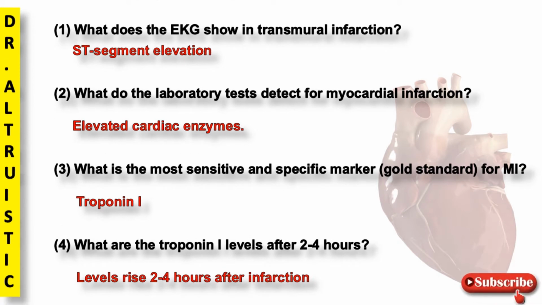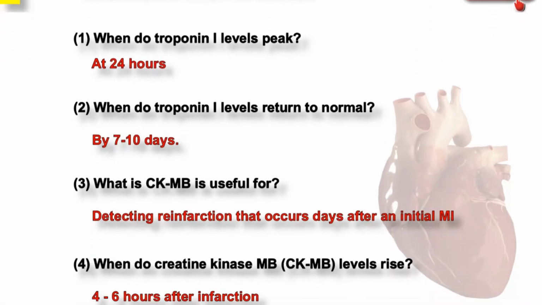1. What does the EKG show in transmural infarction? ST segment elevation. 2. What do the laboratory tests detect for myocardial infarction? Elevated cardiac enzymes. 3. What is the most sensitive and specific marker, gold standard, for MI? Troponin I. 4. What are the troponin I levels after 2 to 4 hours? Levels rise 2 to 4 hours after infarction.